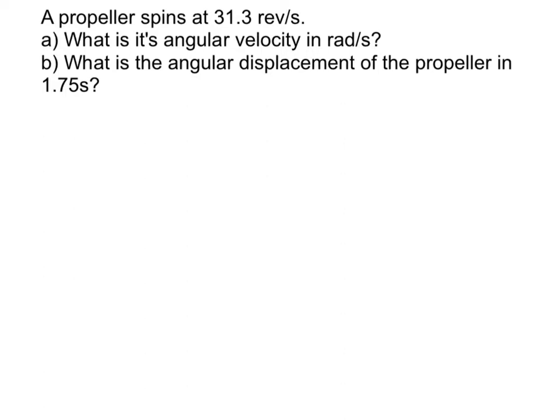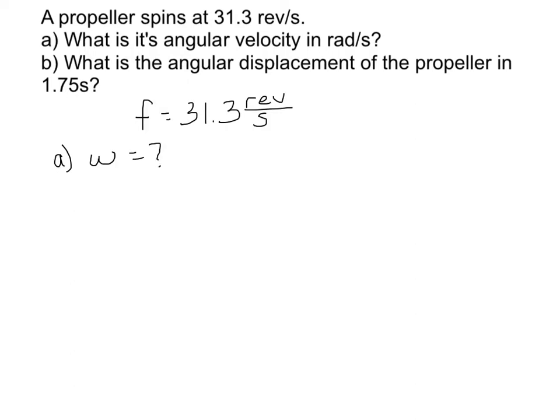Next question. A propeller spins at 31.3 revolutions per second. This is something new. Whenever you see something per second for revolutions, that is going to be a frequency. For part A, when you're asked to find the angular velocity, that would be omega.